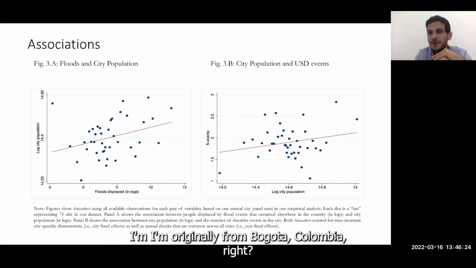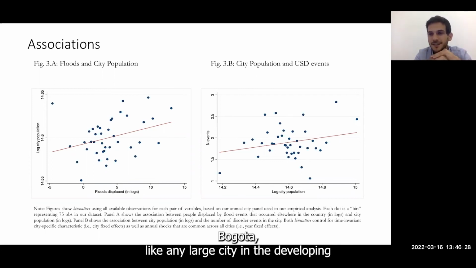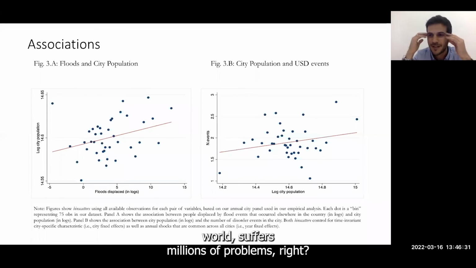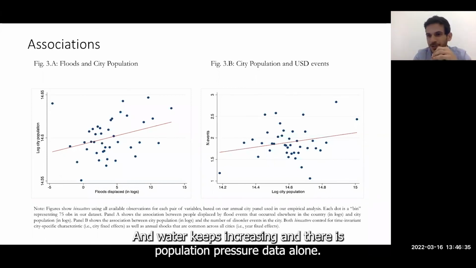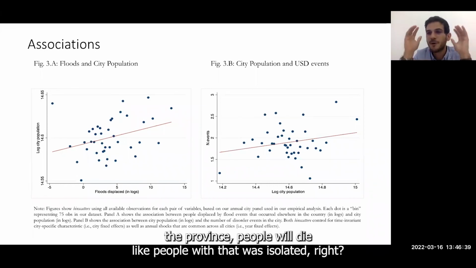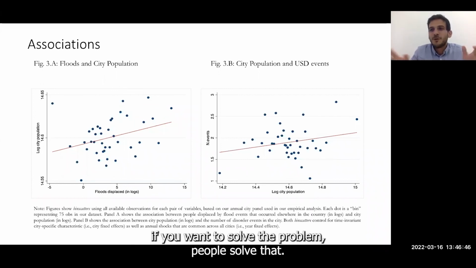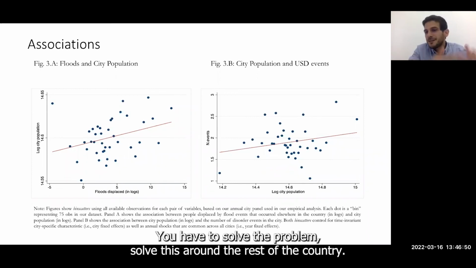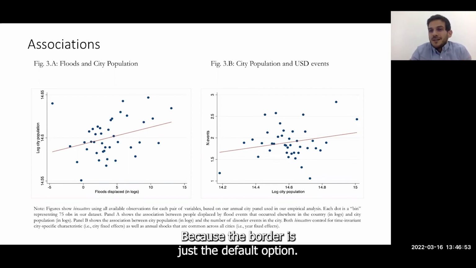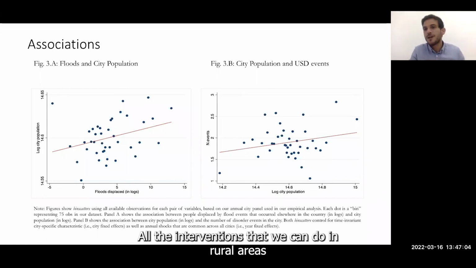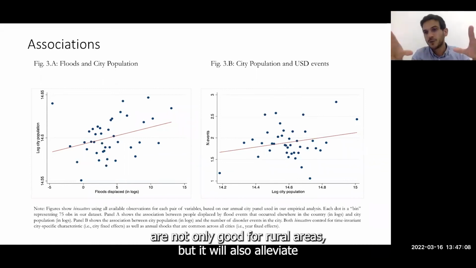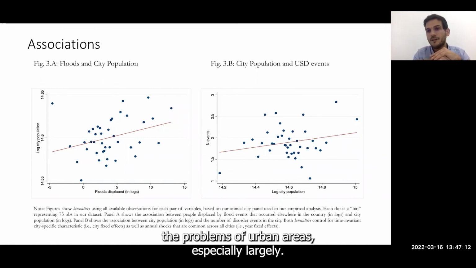I'm originally from Bogota in Colombia. Bogota, like any large city in the developing world, suffers millions of problems. Bogota keeps increasing, and there is population pressure there. And when they discuss the problems of Bogota, it's as if Bogota was isolated. I tell my fellow Colombians, if you want to solve the problems of Bogota, you have to solve the problems of the surroundings and the rest of the country. Because Bogota is the default option. They don't know what to do because there is conflict, they move to Bogota. There is an issue with climatic disorder, they move to Bogota. So for sure, all the interventions that we can do in rural areas are not only good for rural areas, but will also alleviate the problems of urban areas, especially large cities. So totally agree on that.